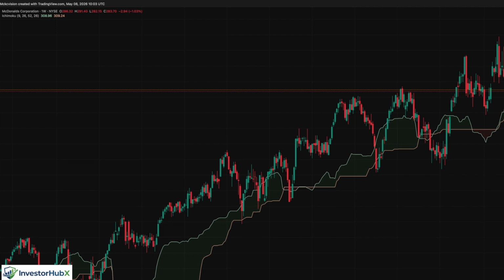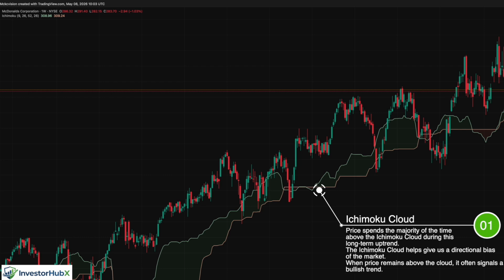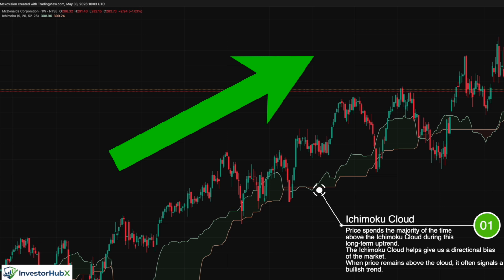Now that we understand how to read the Ichimoku cloud, let's look at a real example. This is McDonald's on the weekly time frame. Notice how price spends the majority of the time above the Ichimoku cloud during this long-term uptrend. The Ichimoku cloud helps give us a directional bias of the market. When price remains above the cloud, it often signals a bullish trend.